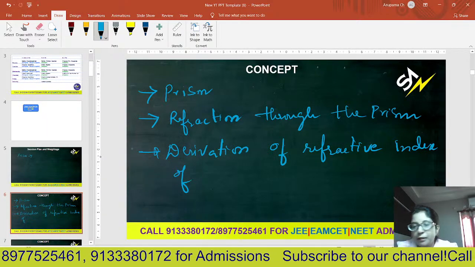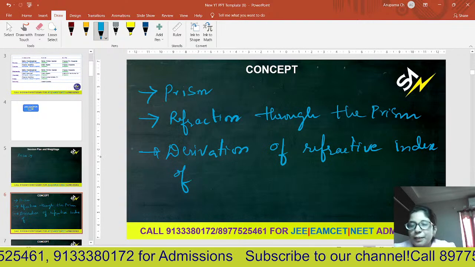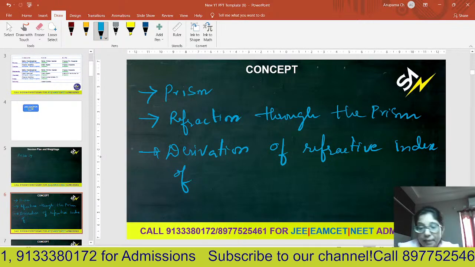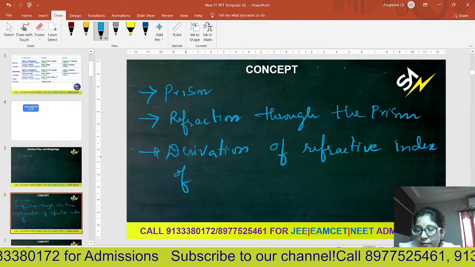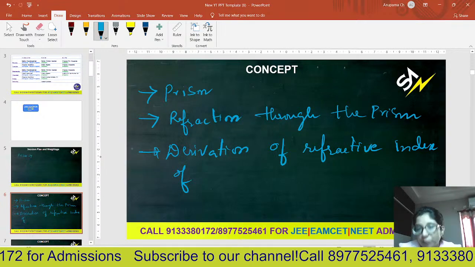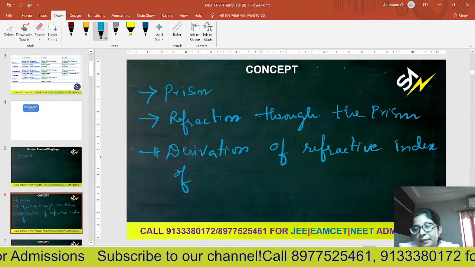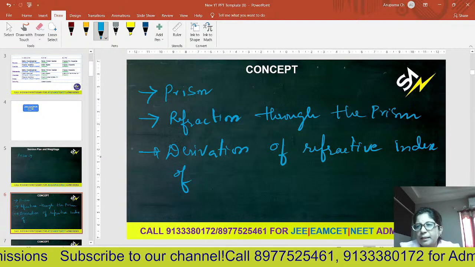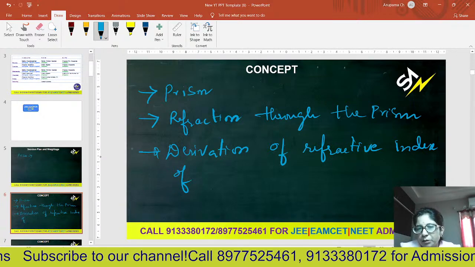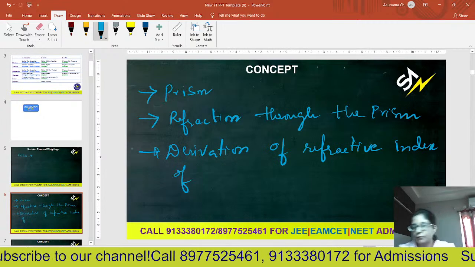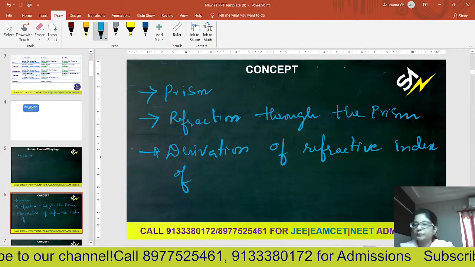And in day-to-day life also, I think you might have seen different types of refractions, where a transparent prism will be there. Usually refraction occurs through transparent media only, and prism is one example of it.